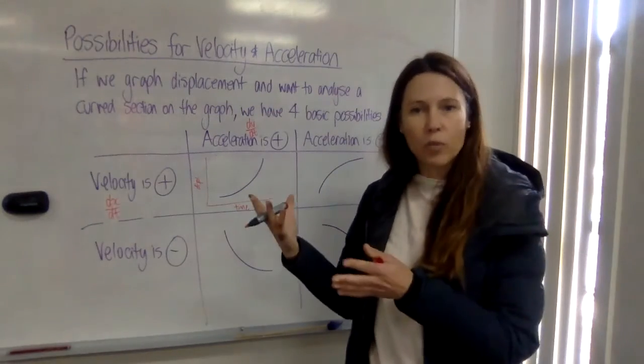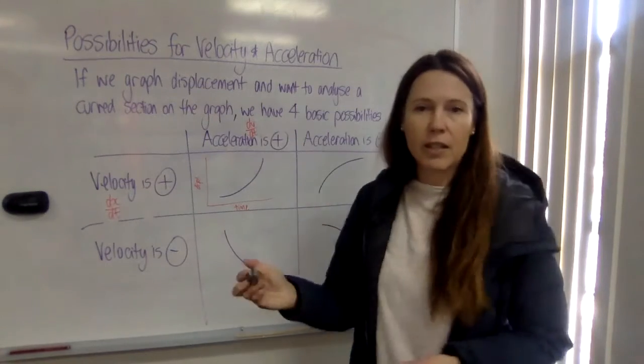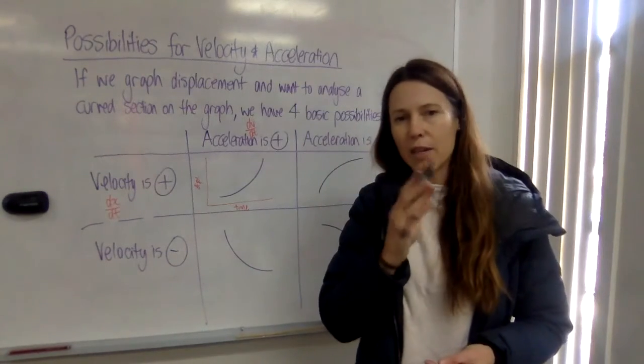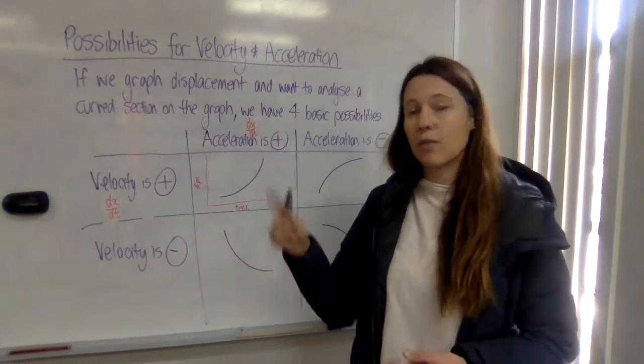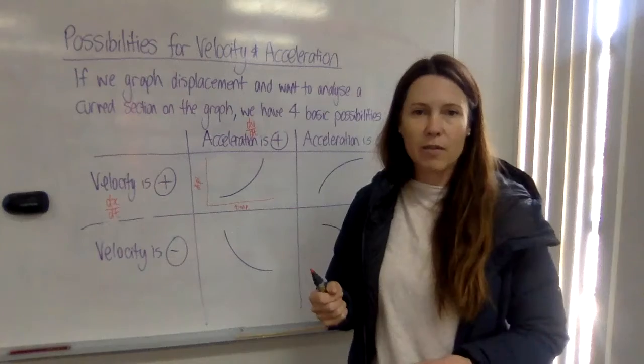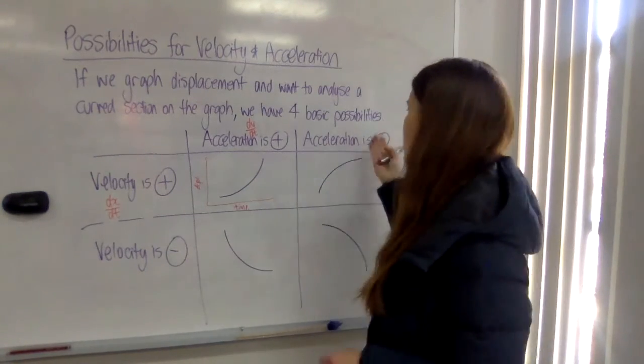So if you're struggling to work out if the acceleration is positive or negative, just say, well, what is the velocity doing as we move along through time here? Is the velocity getting to be a bigger and a bigger number? If so, our acceleration is positive. And if the velocity is getting to be a smaller and smaller number, our acceleration will be negative.